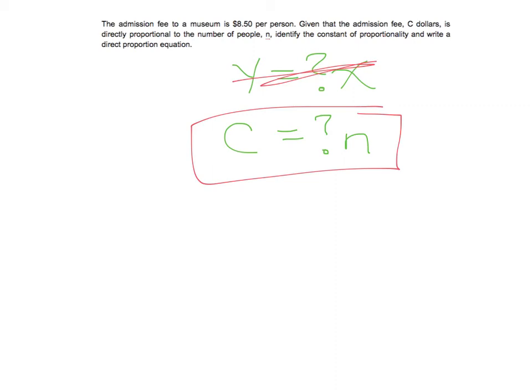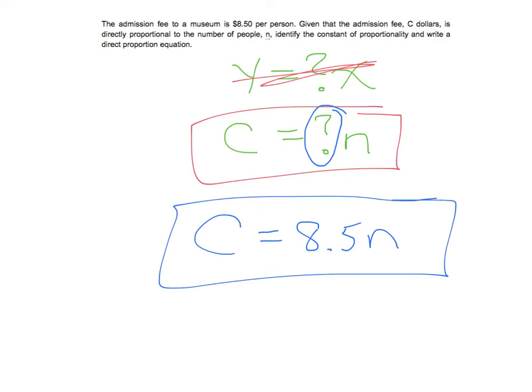So it says that it is a direct proportion. We have to find the constant. The constant is the question mark. So we want to think here. N is representing the number of people. C is the total cost in dollars. Each person has to pay $8.50. So it would be $8.50 times the number of people giving you the cost. This right here is your constant. Therefore, to write the equation, it's just C equals 8.5 N.